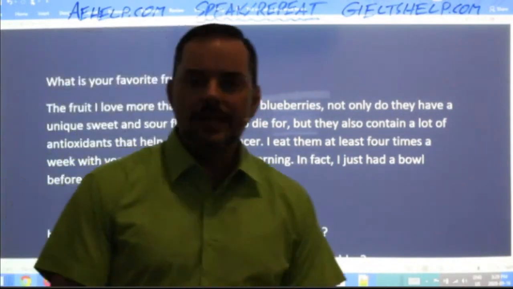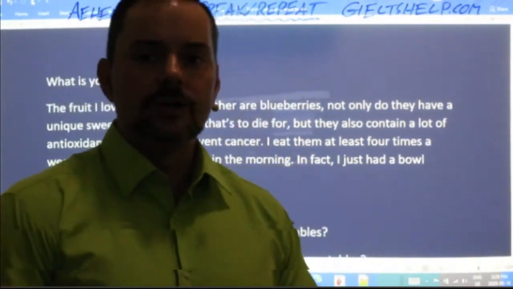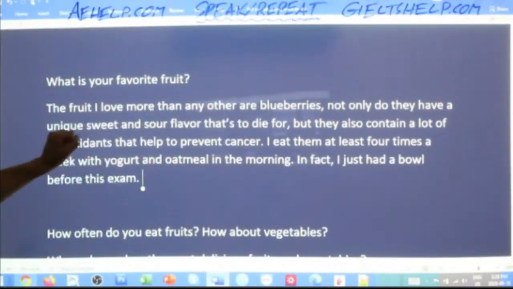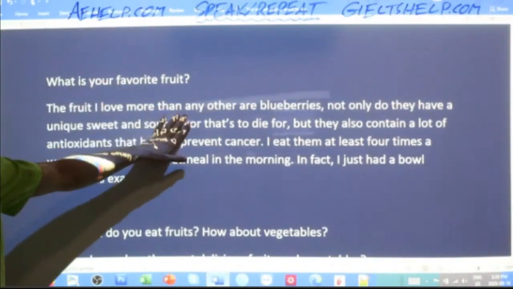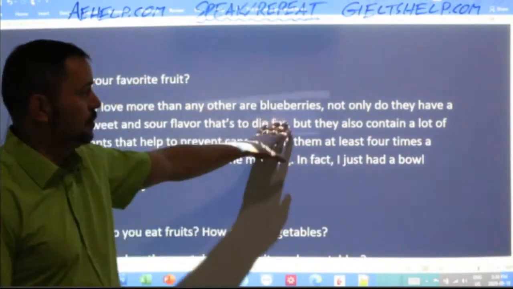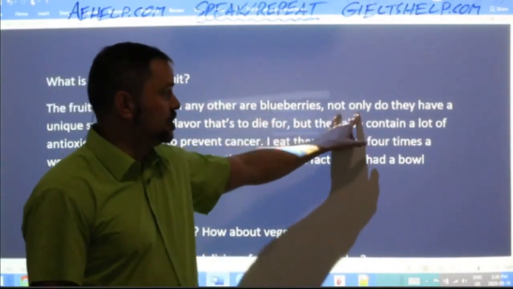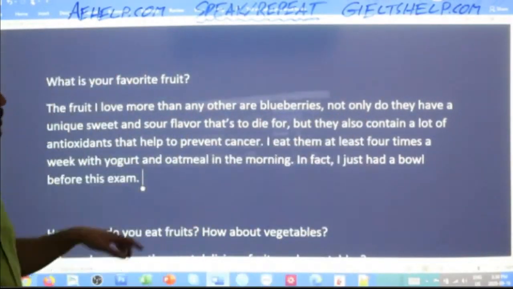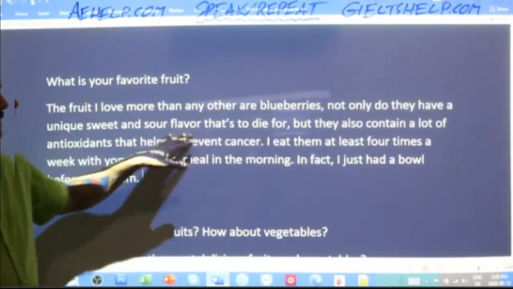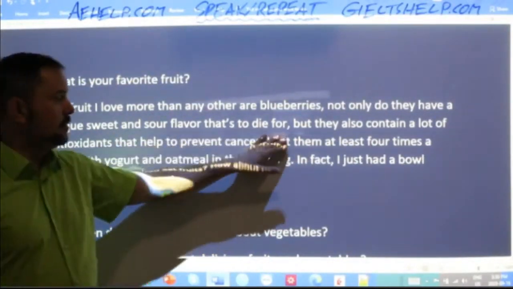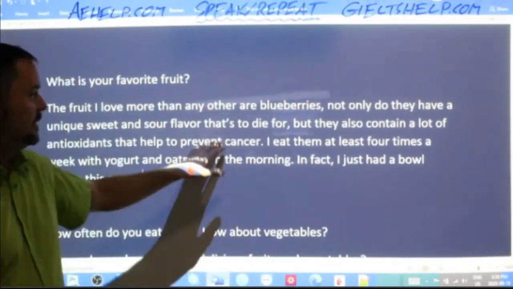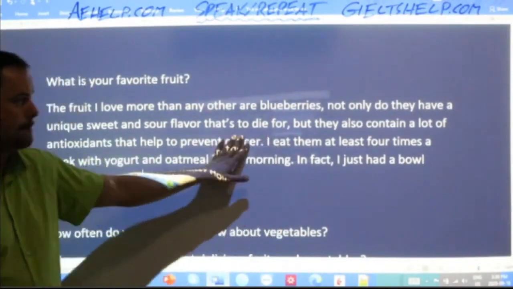Okay, so let me just quickly refresh and remind many of our regular students and tell our newer students why this would be considered a very high band answer, a band 9 answer. I'm paraphrasing the question. Favorite, I love more than any other. Blueberries, obviously a unique choice. Using a correlative conjunction, not only, but also. I'm using an idiomatic expression here. Sweet and sour flavor that's to die for. When we say that's to die for, it sounds harsh, but it means that it's just amazing. Okay, to die for in this context means it's amazing.